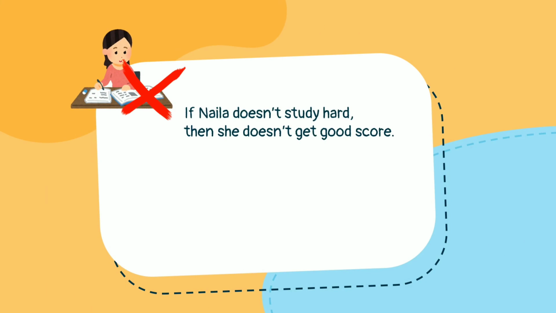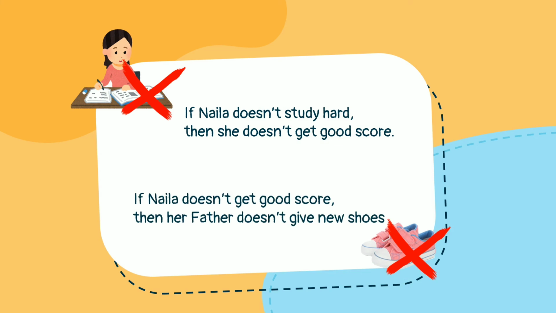So, if Naila doesn't study hard, then she doesn't get a good score. If Naila doesn't get a good score, then her father doesn't give new shoes.